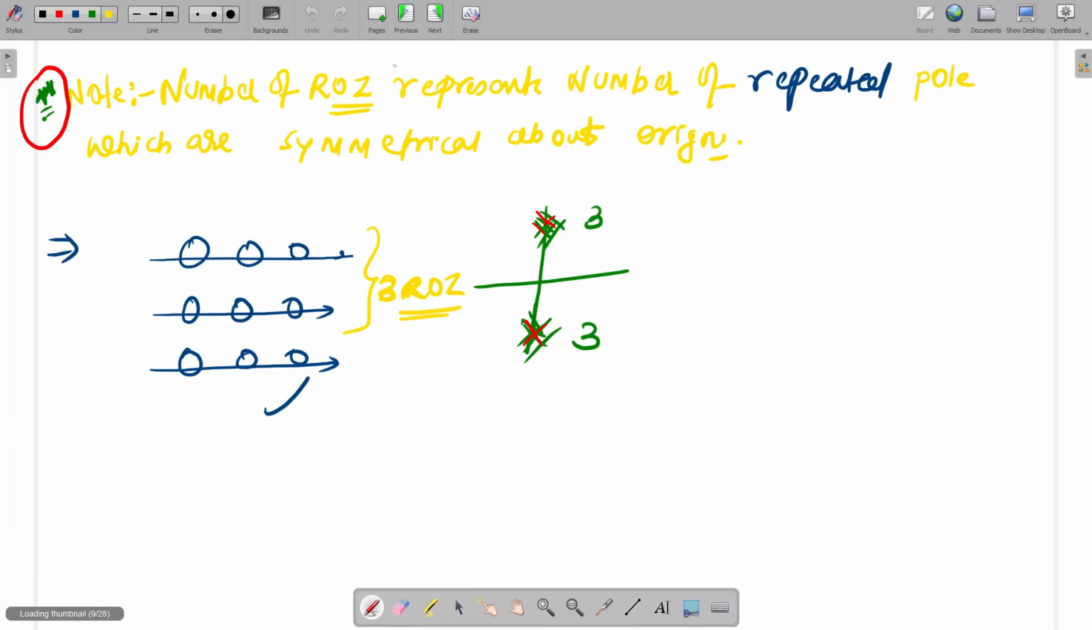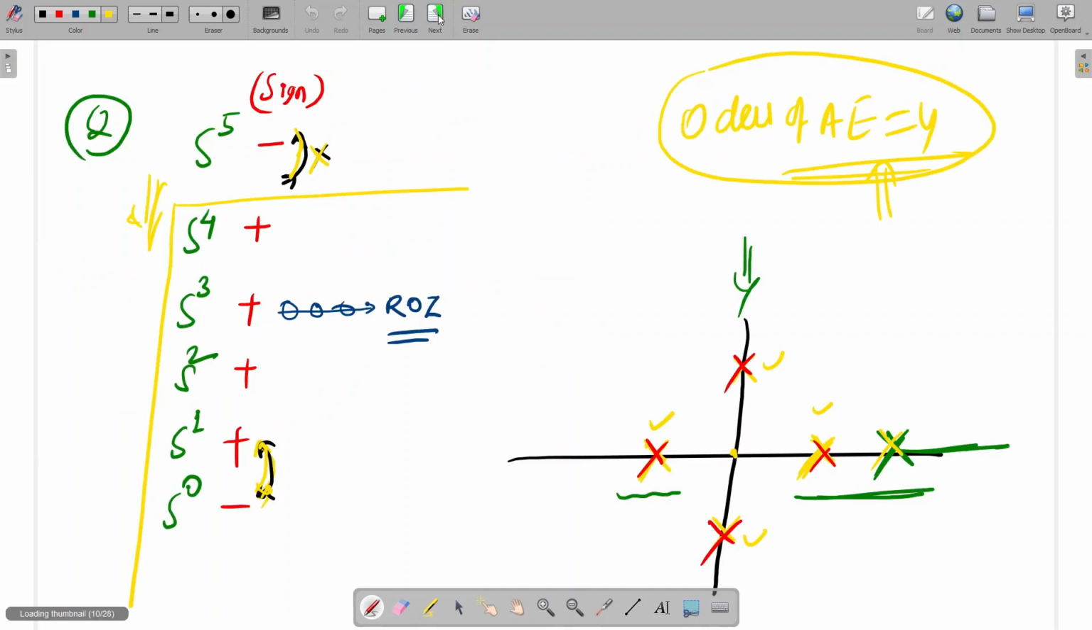So coming to that question, how many rows of zeros will be there, that many repeated poles will come on the j omega axis. The three row of zero is there. So three poles will come here and three poles will come here, and these are symmetrical with respect to origin. So see, one more question also I have solved. This kind of thing is given. S to the power 5, here minus is there, again plus plus plus plus plus, and this is coming as row of 0. So we have to comment how many poles will be there in the left half, right half, and on the j omega axis. So how will we approach?